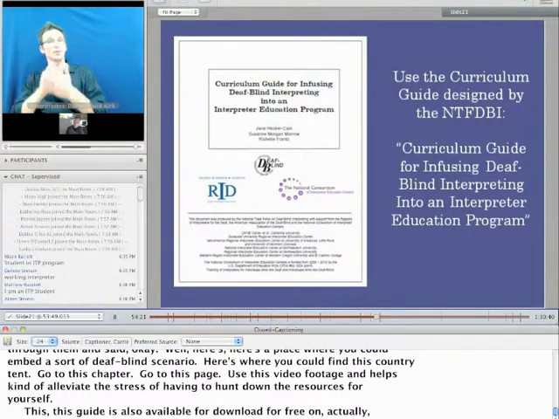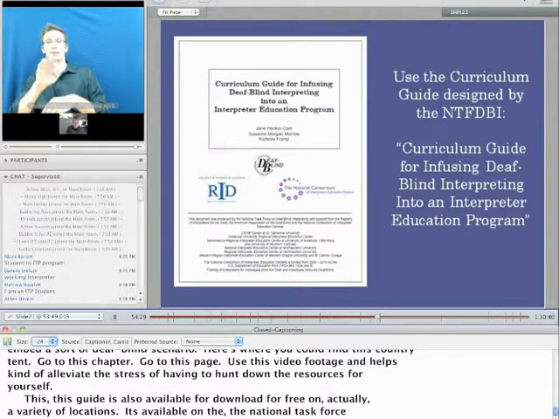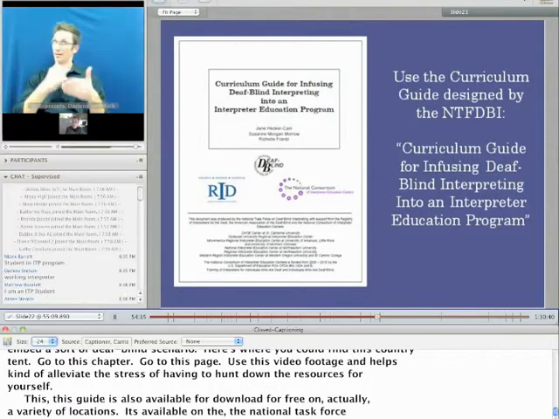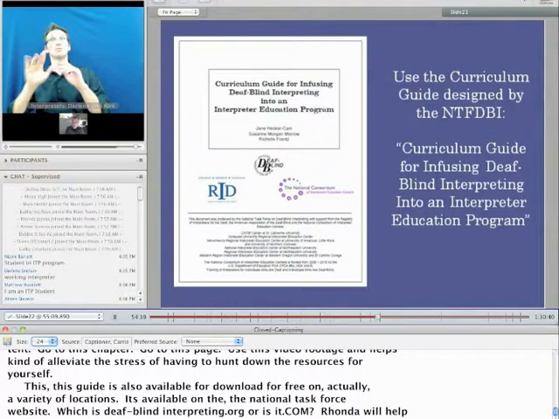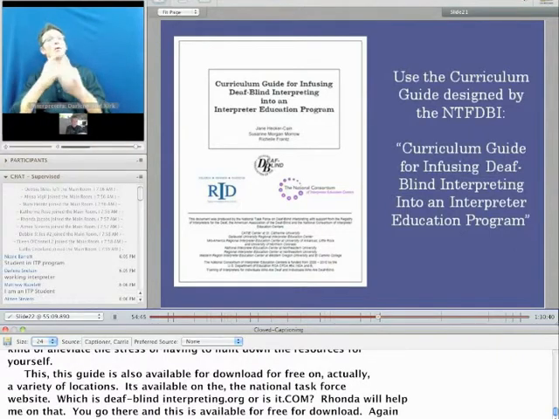It's available on the National Task Force website, which is Deafblind Interpreting .org, or is it .com? And Rhonda hopefully will help me on that one. You go there, and this is available to you for free for download. And so it's just designed truly as a guide to say, if you're teaching... thanks Rhonda, it's .org. My gut was right.